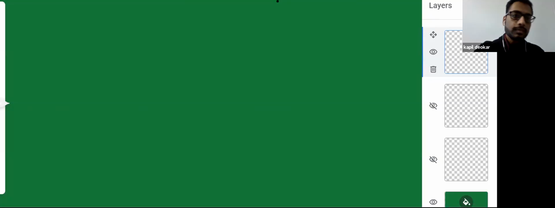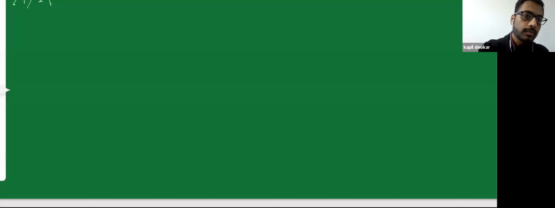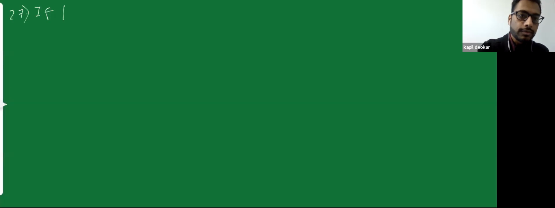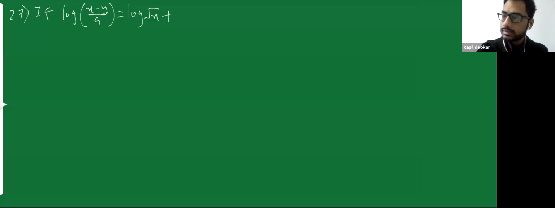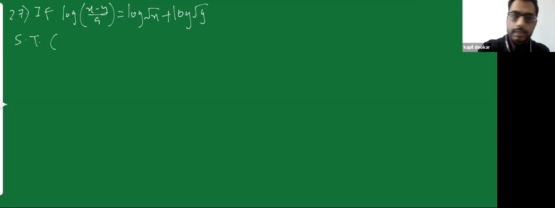Here we go. So this is question number 27. If log of (x minus y) upon 4 is equal to log of root x plus log of root y, then I have to show that (x plus y) the whole square is equal to 20xy.